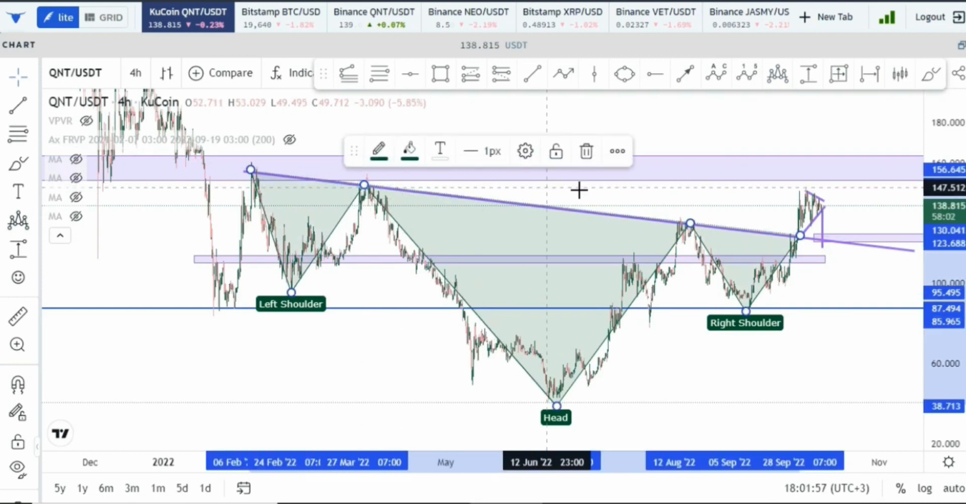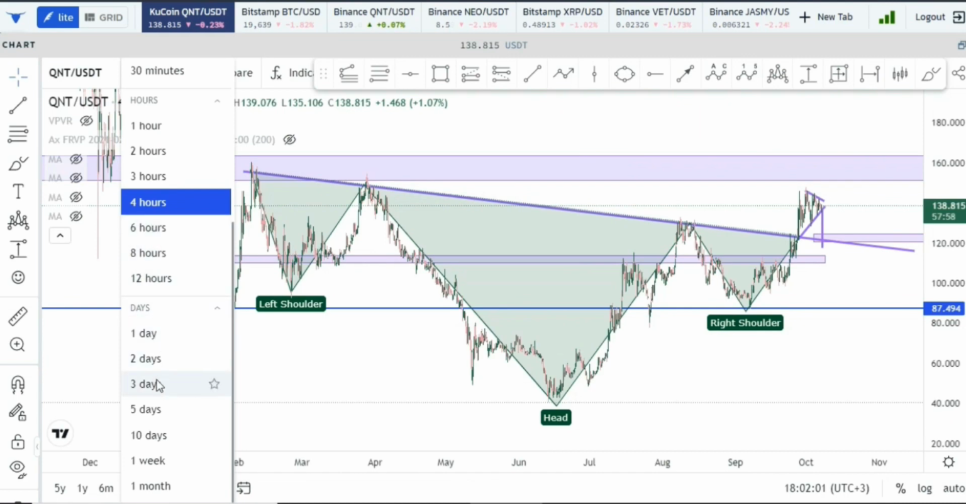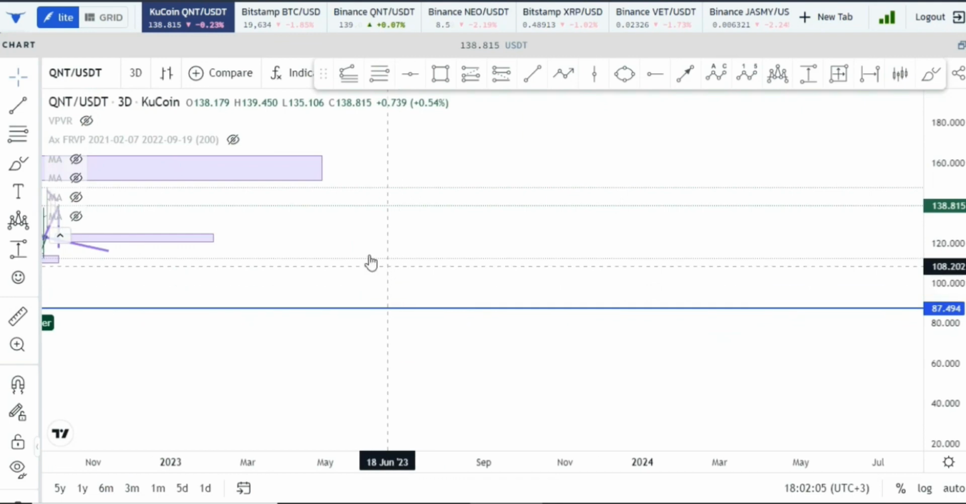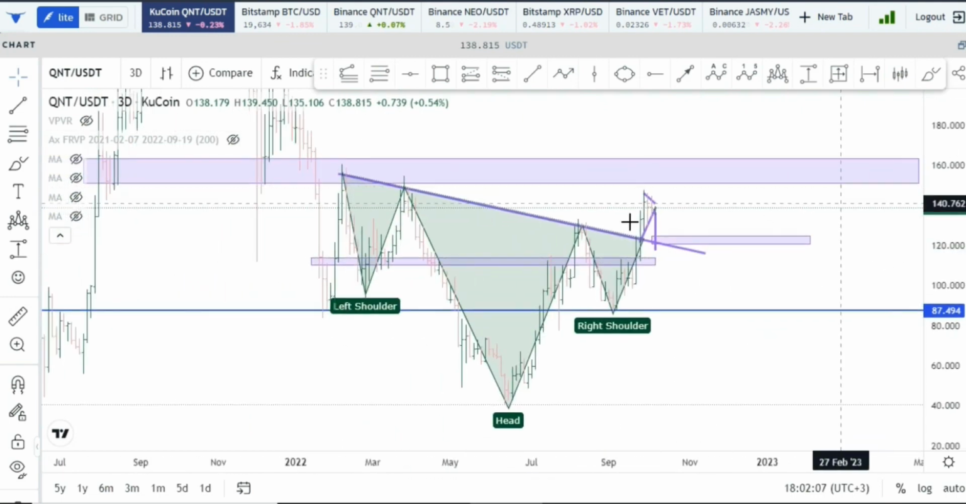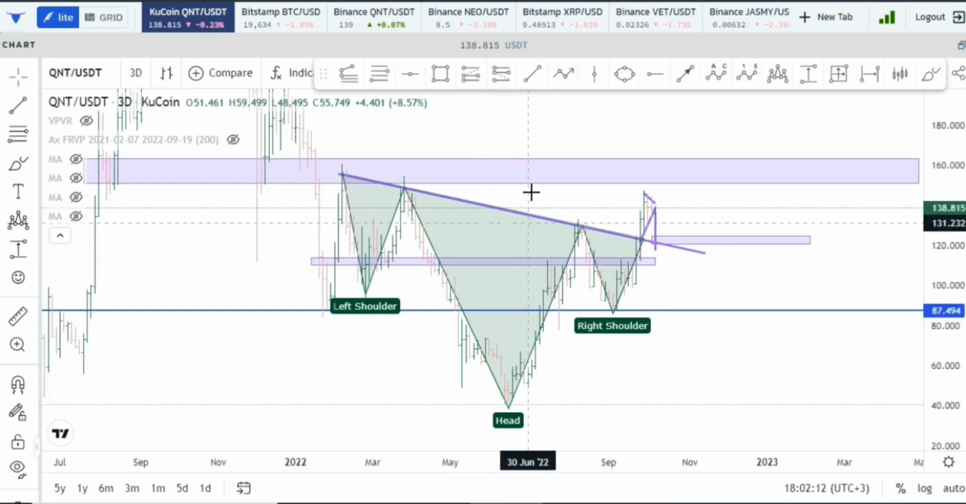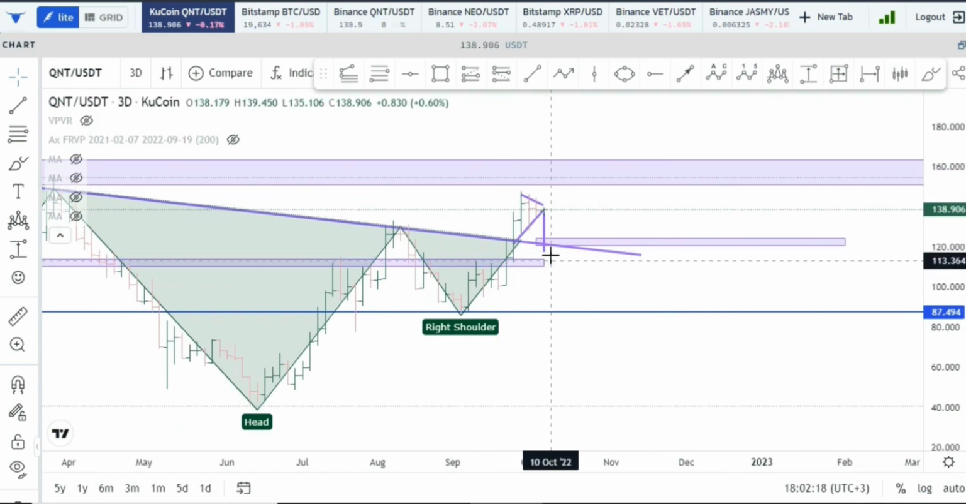Actually, it looks much more beautiful on the 3-day time frame, and we already looked at the conditions that are necessary for this inverse head and shoulders pattern to be a high probability setup. So yeah, this is what we are looking at, a price target of $230 for this inverse head and shoulders pattern. We have somewhat of a continuation pattern forming right here, and I'm rooting for $160 in the immediate short term.